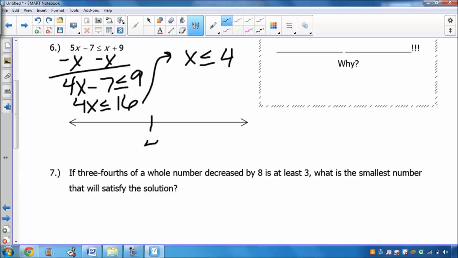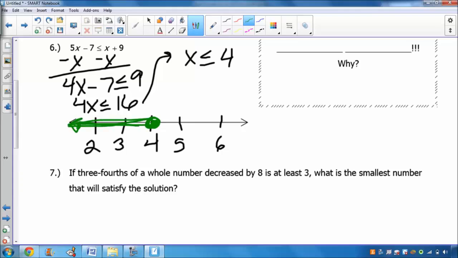So I'm going to put a 4 here, a 3 here, a 2 here, a 5 here, and a 6 there. I'm going to use a closed circle because x could be equal to 4, and it's going to go to the left. So I would shade to the left. Okay. Now, any value that's in the shaded area right here will work. So I'm going to choose a random value that's in the shaded area.